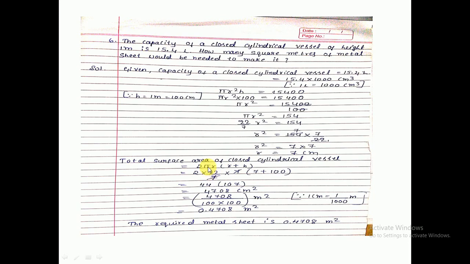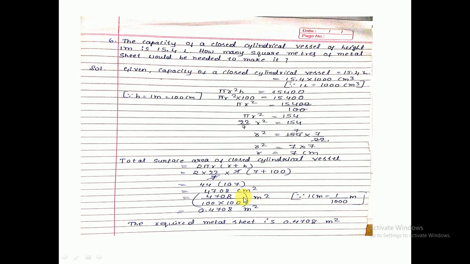So what is the formula? 2 pi r into r plus h. 2 into 22 by 7 into radius is 7, again 7 plus 100. After the simplification we got the answer 4,708 centimeters square. But we have to keep the answer in meter. Why? Because everything is given in meter only. Actually in the beginning they have mentioned the height in meter, no? For the calculation purpose we converted that into centimeter. Now again in the answer we have to keep it in meter square.